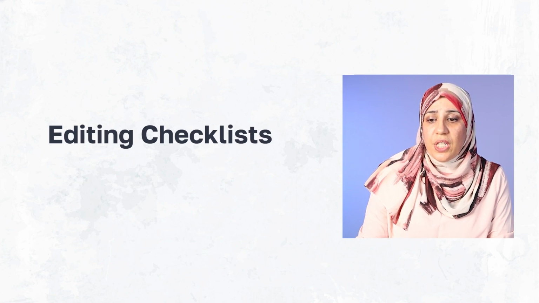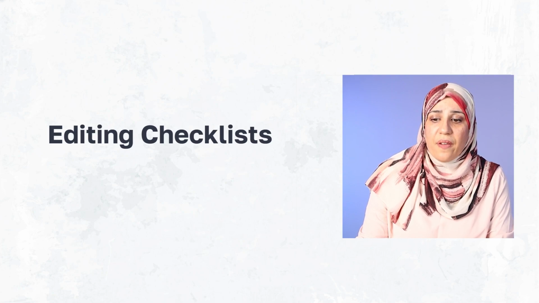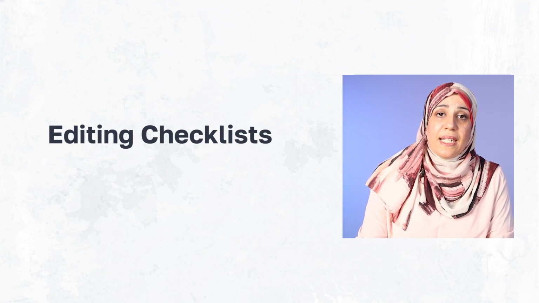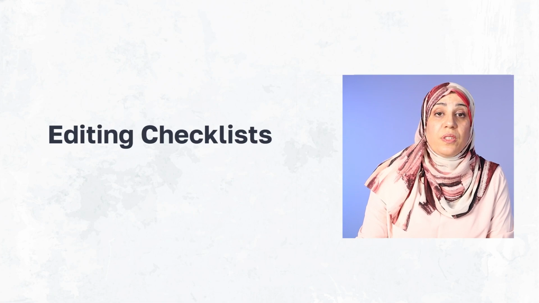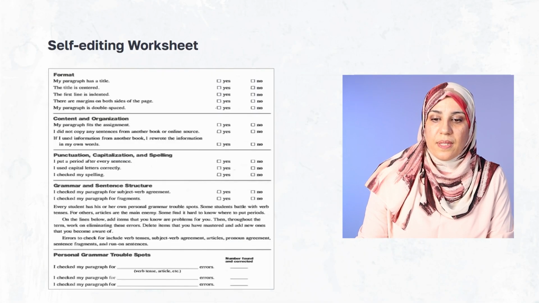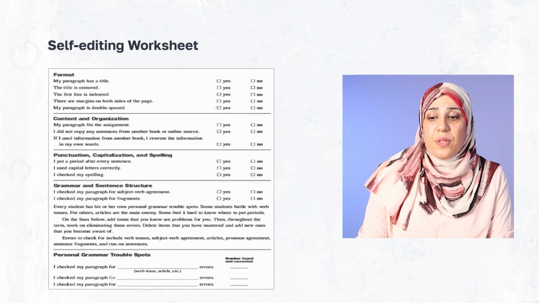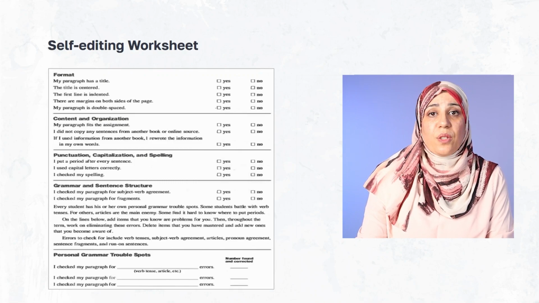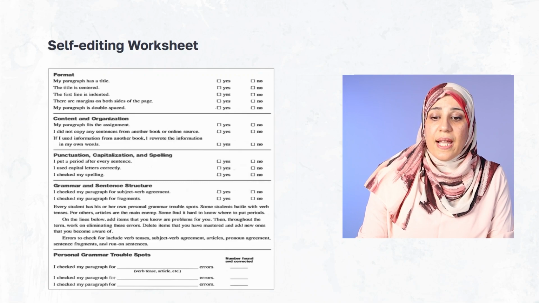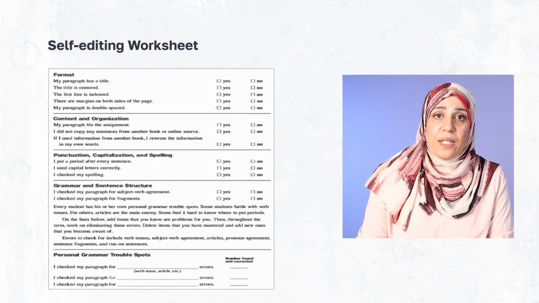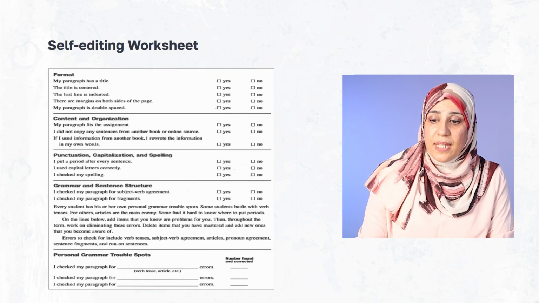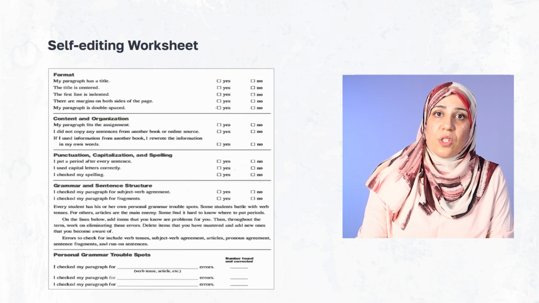A checklist is a sheet of paper which you can write yourself or have from your teacher, where you write down a list of points that you need to check in order to make sure your writing is well done and that you didn't forget any important points. Here is an example of a self-editing checklist or worksheet where you include different aspects like format, content, punctuation, grammar and sentence structure, and then in each part you write statements which you can answer by yes or no. For example, you can say, "My paragraph has a title, yes or no? Is the title centered? Yes or no?" These are statements about the form.